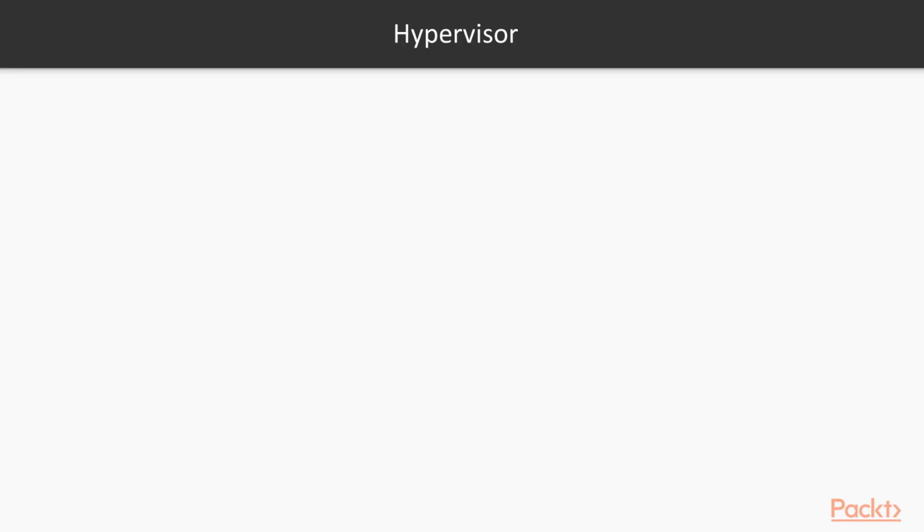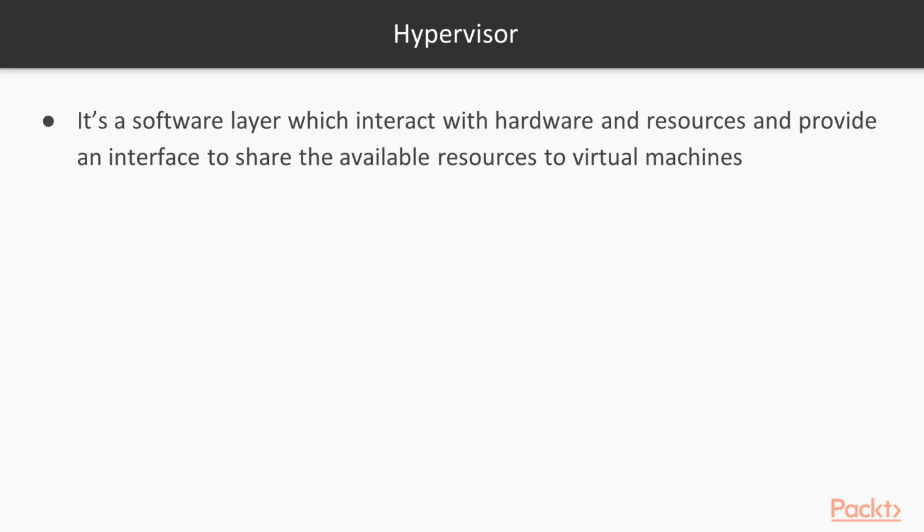So what is a hypervisor? It is a software layer which interacts with hardware and resources and provides an interface to share the available resources with virtual machines. There are two types of hypervisor. The first one is the bare metal, which is also called the type 1 hypervisor, and the second one is the hosted hypervisor, which is also called the type 2 hypervisor.